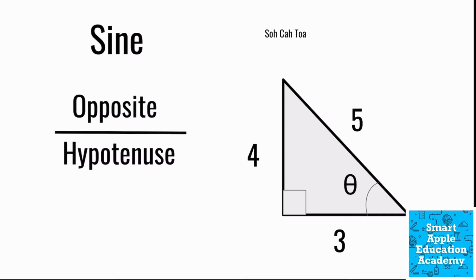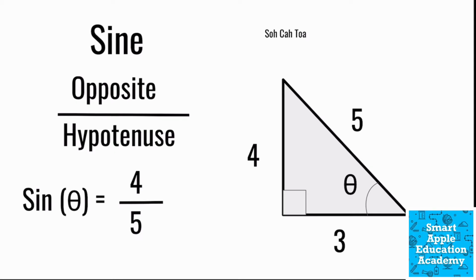So let's look at this triangle. What is the sine of theta? We know that the ratio for sine is opposite over hypotenuse. What is opposite of theta? Opposite of theta is a leg that is 4 units long. What is the hypotenuse? The hypotenuse is 5 units long. There you have it. The sine of theta is 4 over 5.